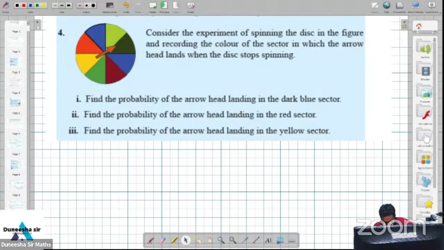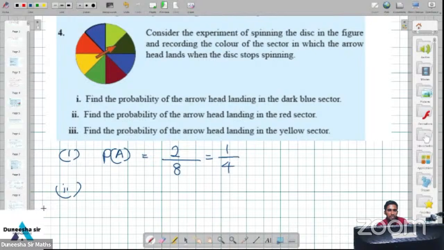Atma, did you get the answer? Roman number first. What is the probability? 1/4. Yes, 1/4. Okay. Then if we take it as P(A), the number of outcomes in sample space is 8. Then there are 2 blues in the experiment. Then we can simplify it to 1/4. Okay.